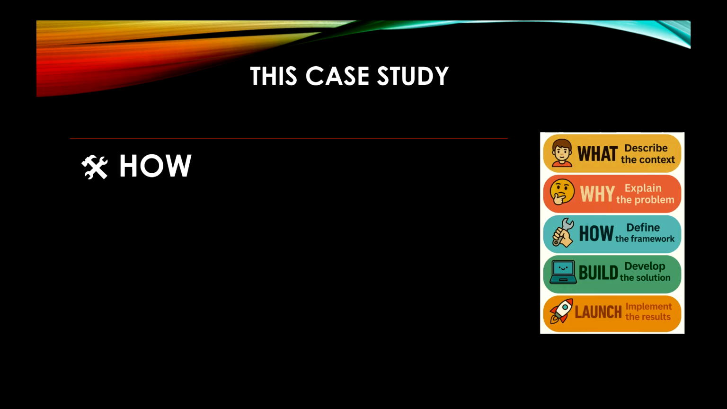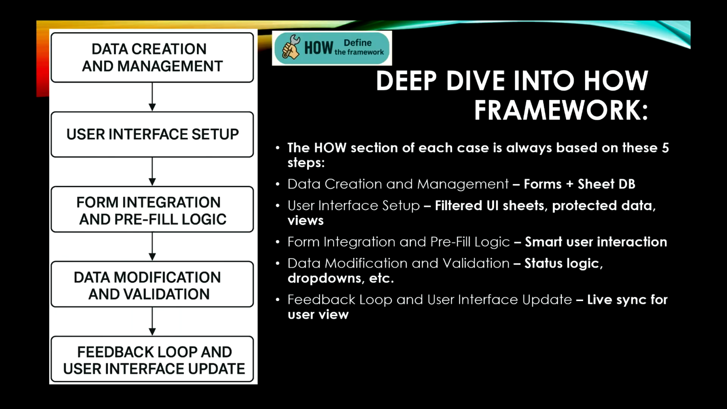So let's return to our case study structure, and we are looking at the how. And remember, our how has these 5 steps. Let's just review them very quickly. We've got our data creation, our user interface, the form integration, the data modification and validation, and then the looping back with some updating of the user interface. So these are the details of how we structure it.